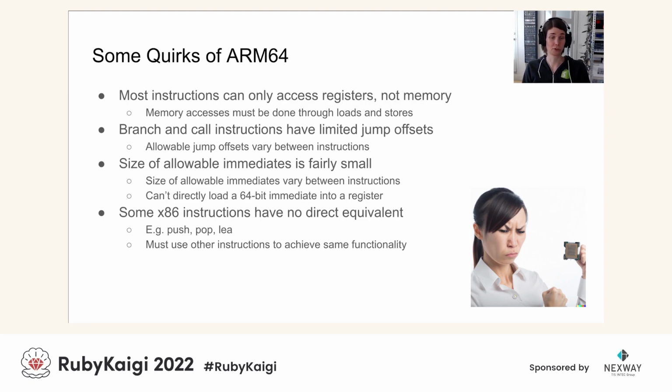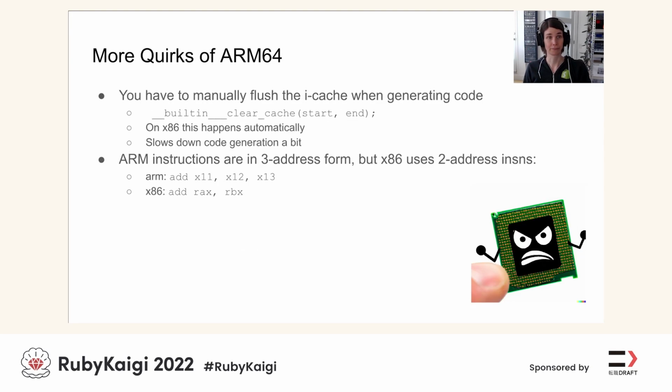We also have a situation where some x86 instructions have no direct equivalent on ARM. For example, push and pop and load effective address. And so we have to use other instructions on ARM to enable the same functionality. But it doesn't stop there. There's also a few other things we have to think about. On ARM, we have to manually flush the instruction cache when generating code. On x86, this happens automatically. The unfortunate thing is that this actually incurs a little bit of a slowdown on ARM as well.